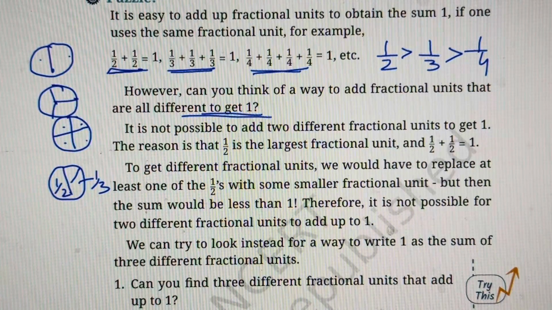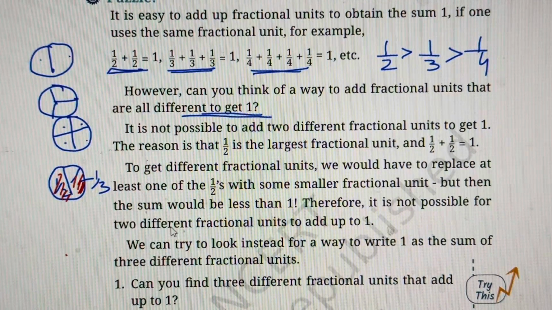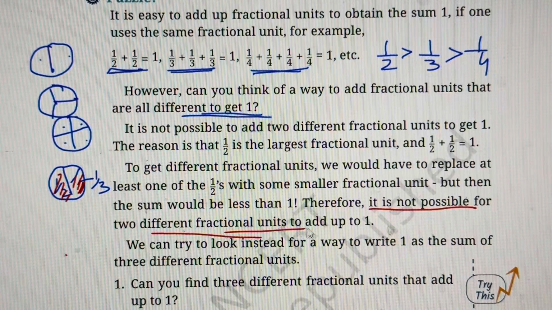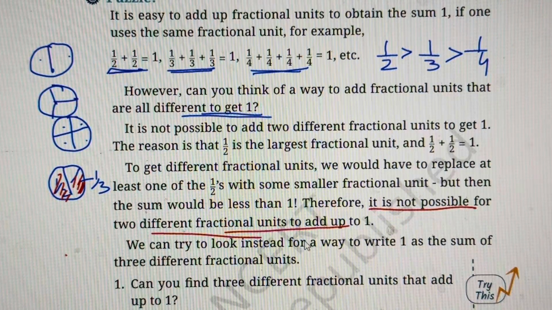If I try to shade this part, this is half plus 1/3. I have taken the largest after half. So there is some portion left over here. So we are not getting 1 whole, right? Therefore it is not possible for 2 different fractional units to add up to 1. It can only be half plus half, right?